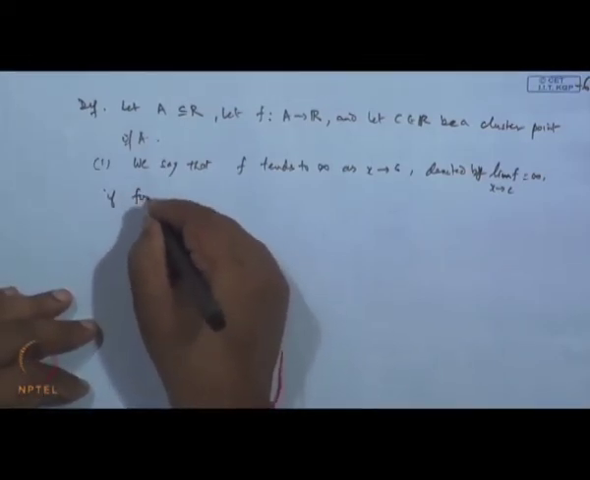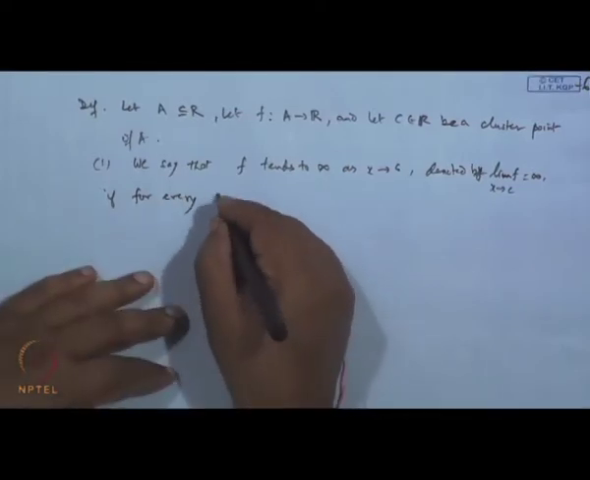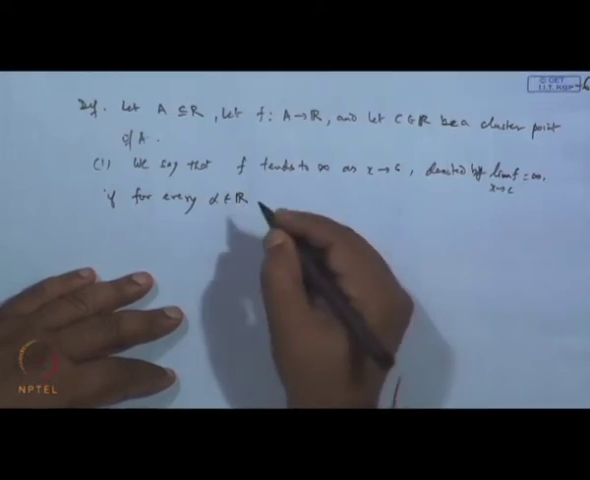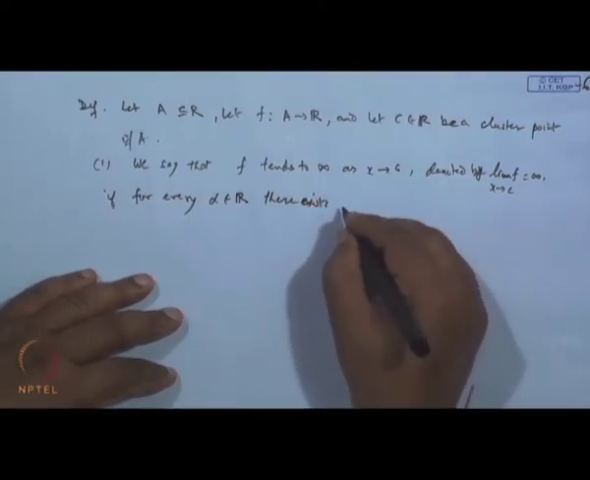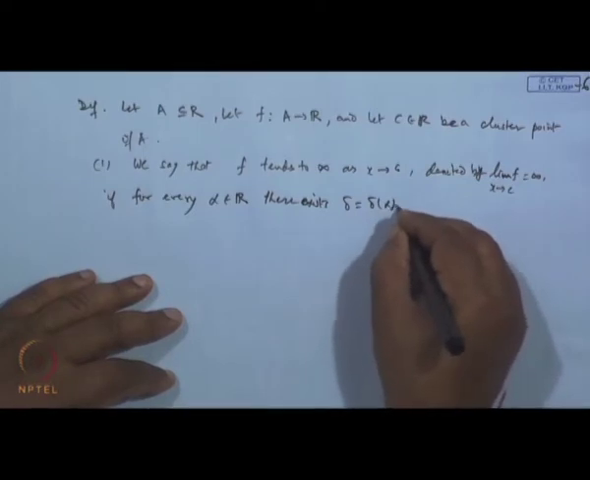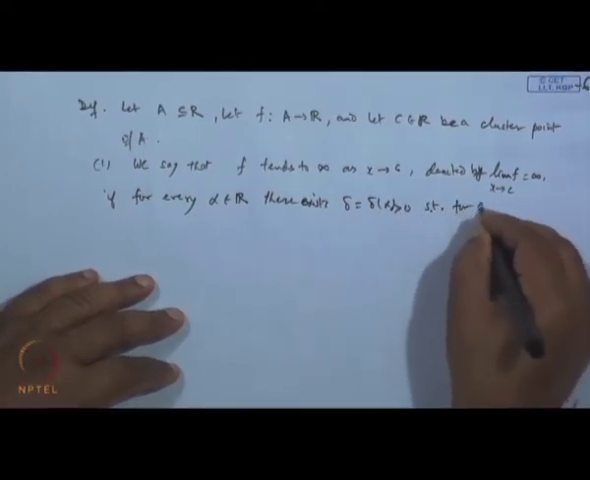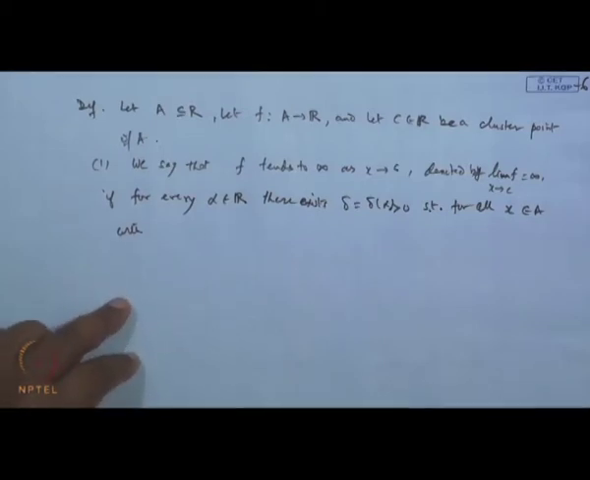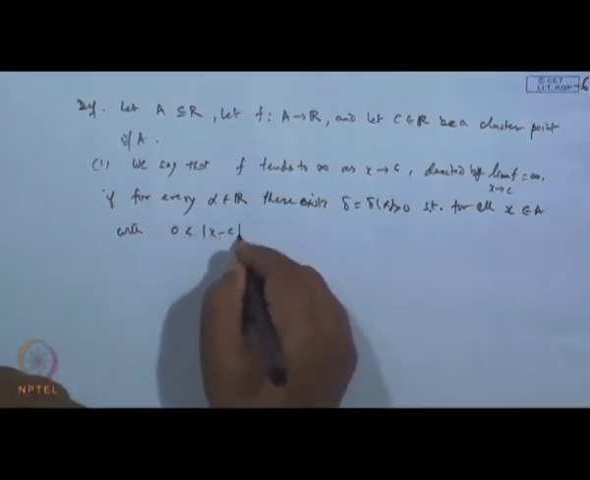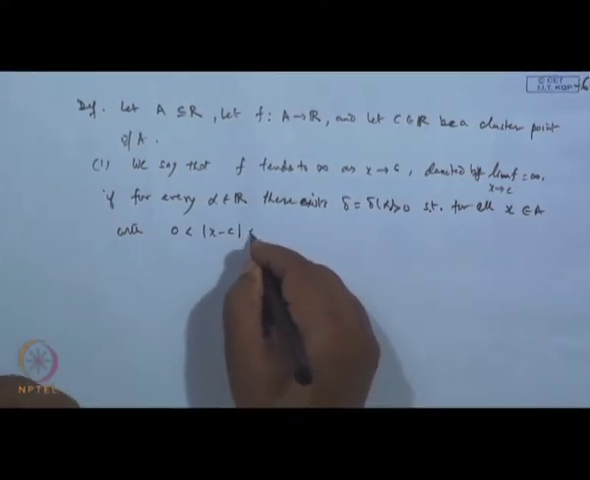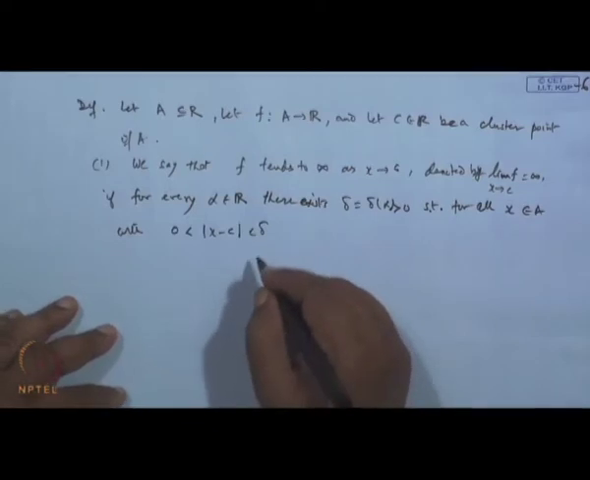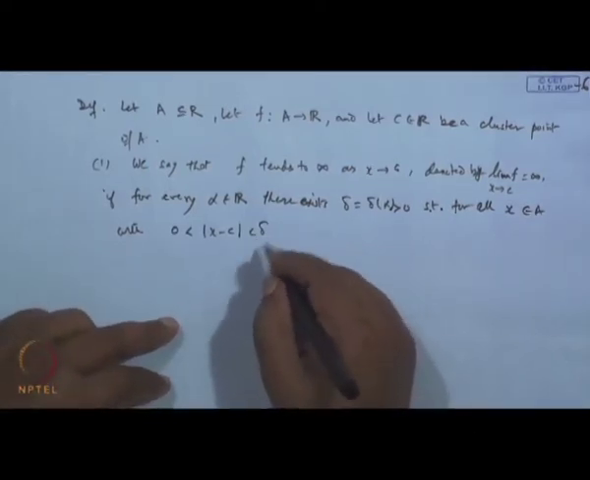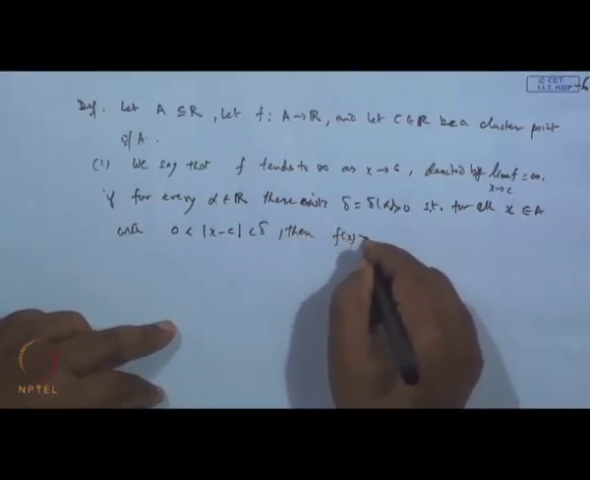if for every alpha belongs to R, there exists a delta, which depends on alpha, positive, such that for all x belongs to A with the condition 0 is less than mod x minus c less than delta, in this neighborhood, either from the left hand side of c or the right hand side of c, within the delta neighborhood of c, then the functional value f of x is greater than alpha.